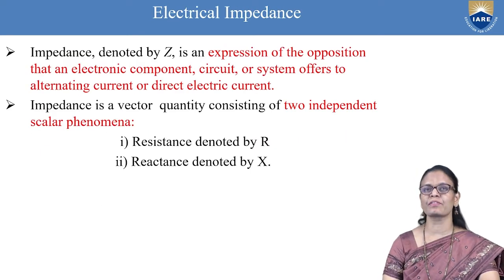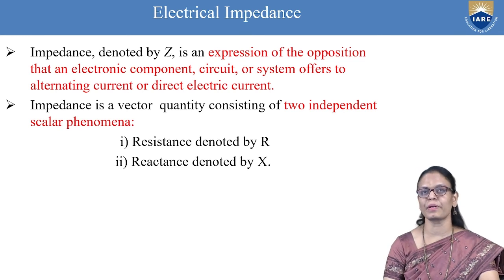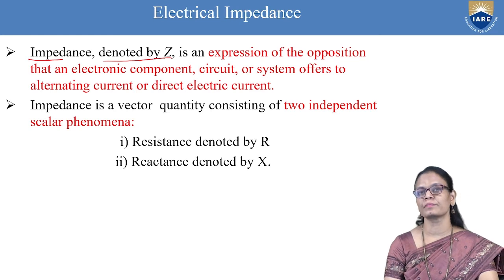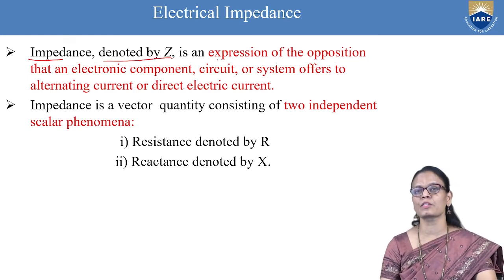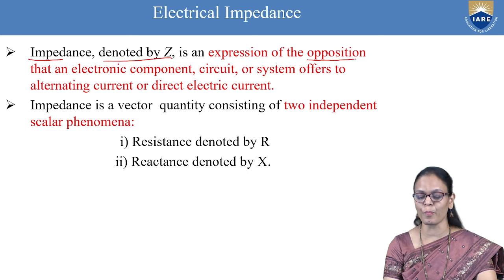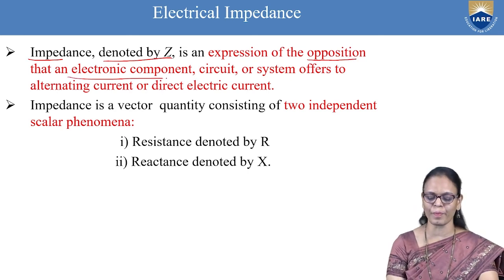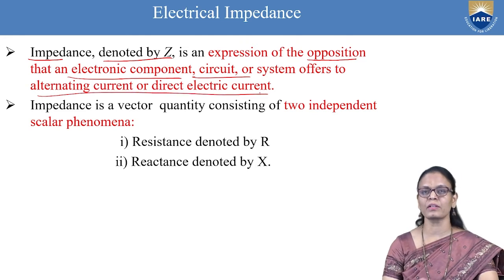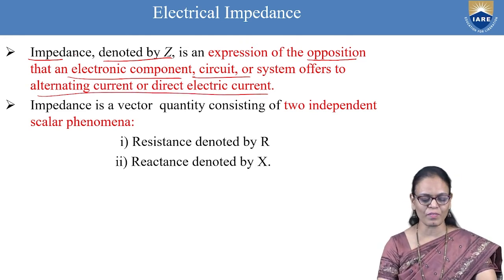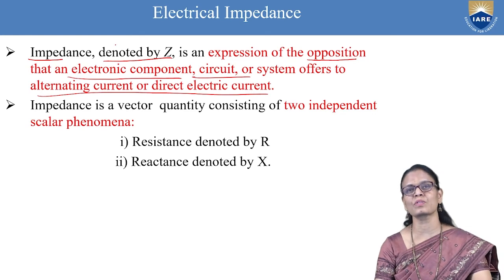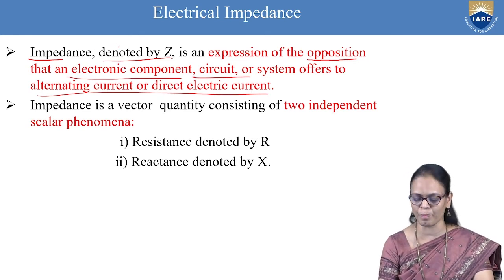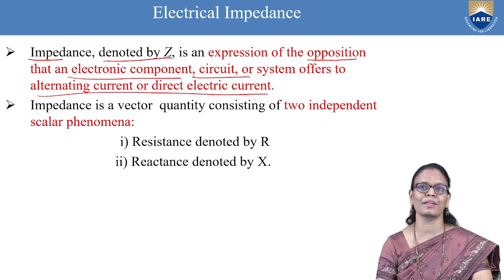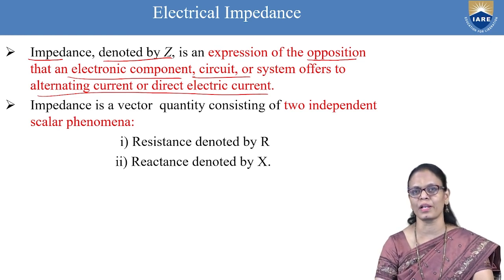Now let us see electrical impedance. What is electrical impedance? Impedance is generally denoted by Z. It is an expression which talks about the opposition that an electronic component or a circuit offers to the alternating current or the direct current. So whenever we talk about impedance, it is always talking about the resistance or the opposition to the flow of current in an electric circuit or in an electric component.